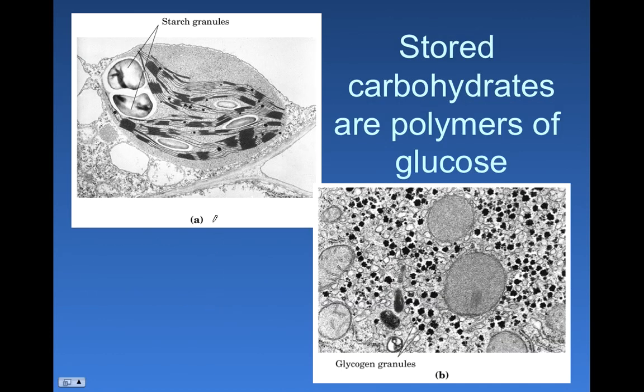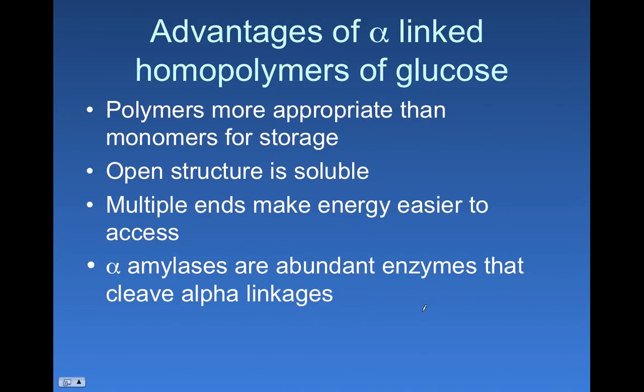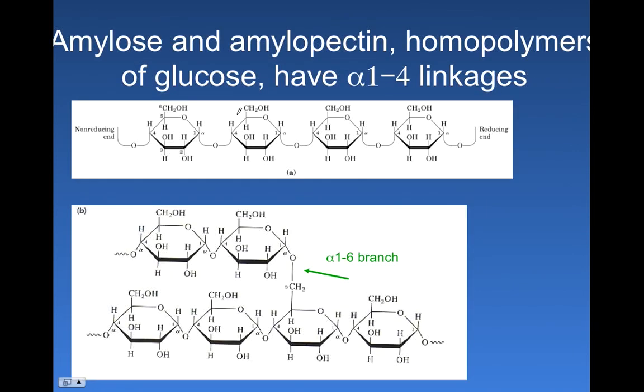Okay. So here are starch granules in plants and glycogen granules that are in our liver. And these are just homopolymers of glucose, and they all have alpha 1,4 linkages, right? So here's amylose, which is just an alpha 1,4 linkage of glucose. We can see we've got our 1,4 linkage, and it's an alpha linkage. Oxygen's on the opposite side here, and our anomeric carbon.